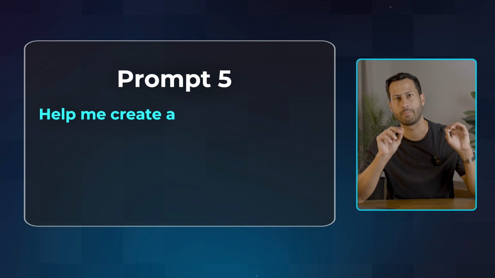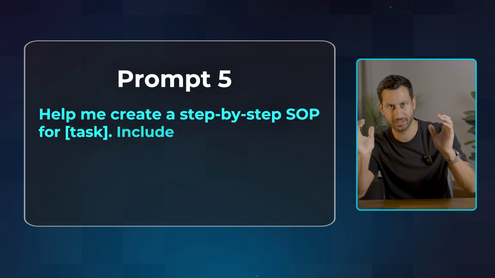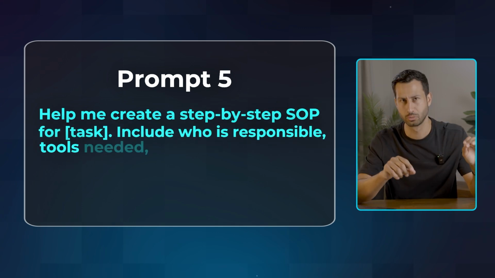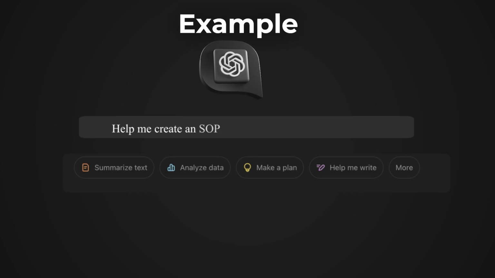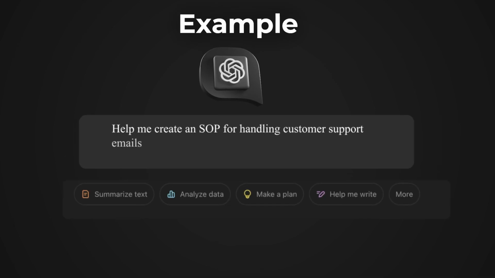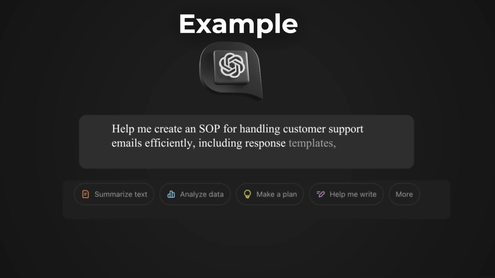So here's the prompt. Help me create a step-by-step SOP for task, including who's responsible, the tools needed, best practices, and common mistakes to avoid. So here's an example that we can actually put into ChatGPT. Help me create an SOP for handling customer support emails efficiently, including response templates, escalation procedures, and time expectations. And just like that, you now have a clear process that anybody in your team can follow.